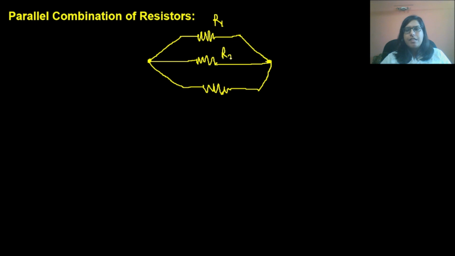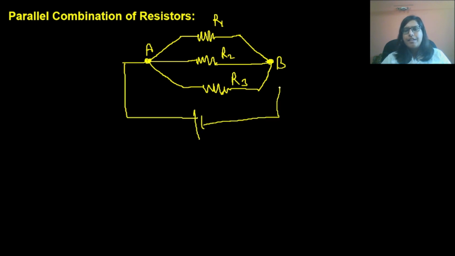And suppose this is R1, this is R2, this is R3 and this is point A, this is point B. So we can see R1 के across जो voltage होगा that will be VA minus VB if A is at high voltage. R2 के across भी यही voltage होगा, R3 के across भी यही voltage होगा. That means in parallel combination the voltage will be the same through all resistors. Suppose we connect this with a battery of voltage V, then the current is I, and we can see from here that the current will divide into three branches.